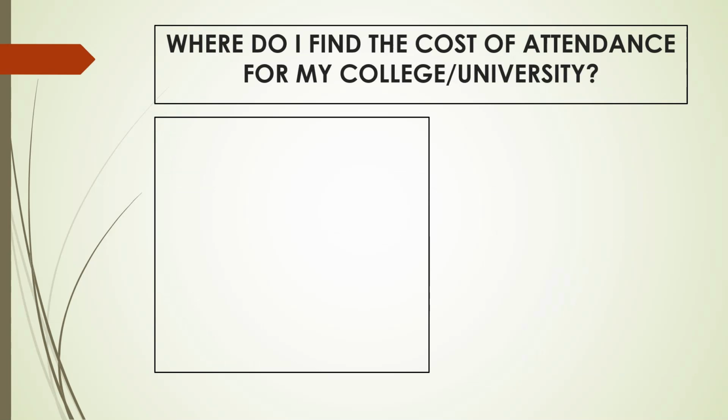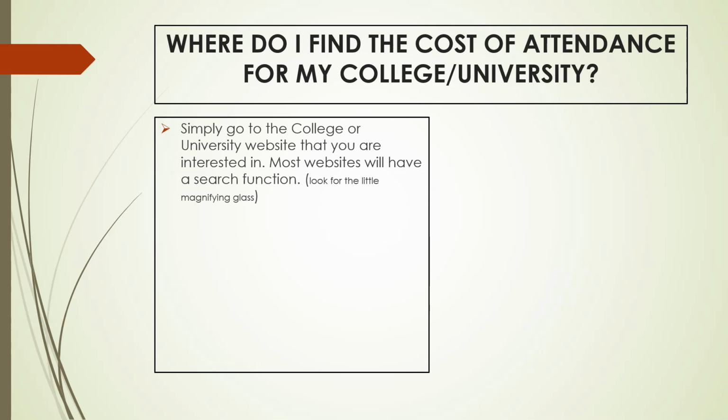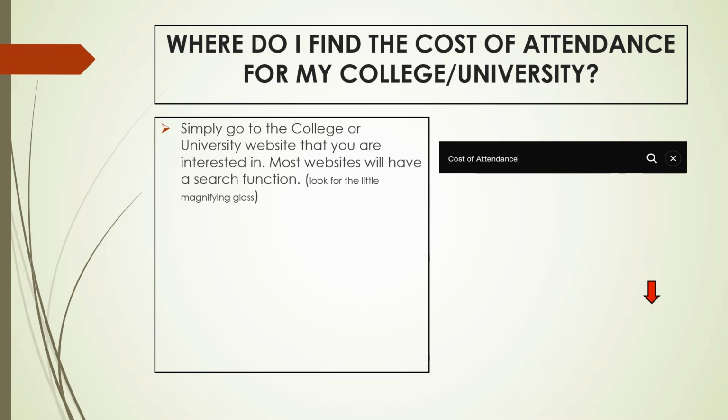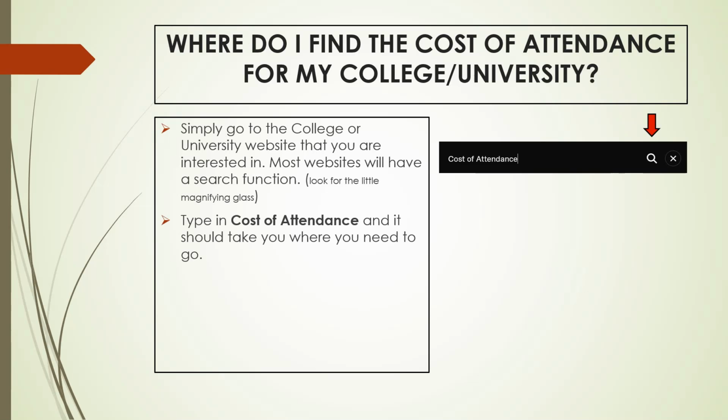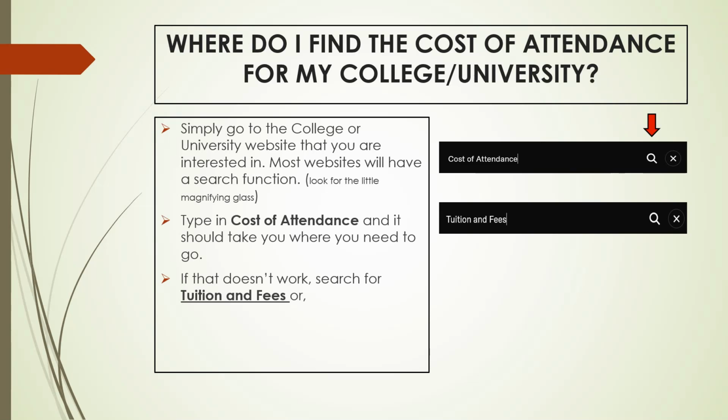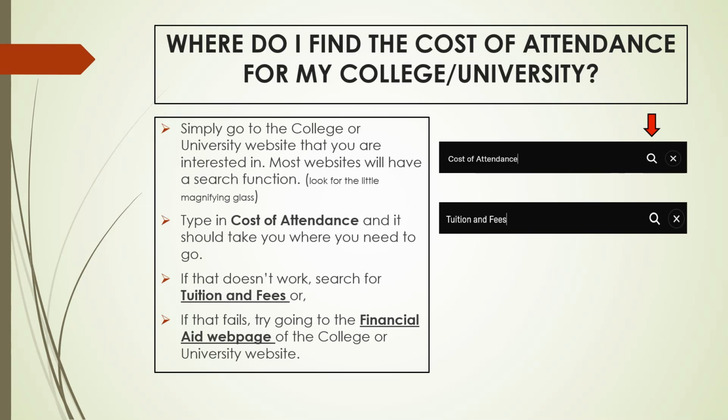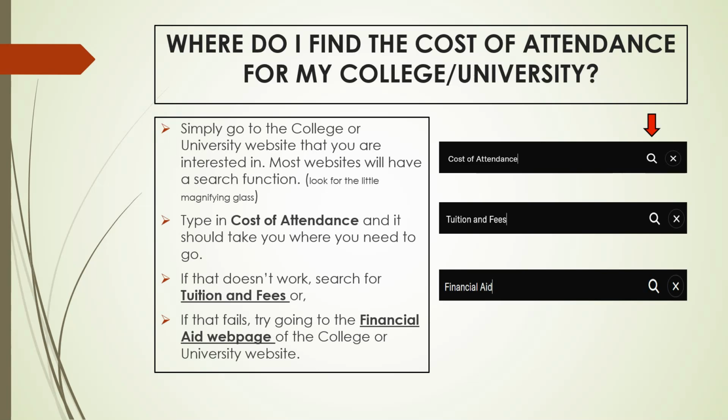So the last thing is, where would you find the cost of attendance for your college or university? You can simply go to the college or university website that you're interested in, and most websites will have a search function, so you're looking for the little magnifying glass. You can enter the cost of attendance and hit search. If that doesn't work, you can also search for tuition and fees. And finally, if that doesn't work, try searching for the financial aid webpage, and they should have the information housed in there somewhere as well.